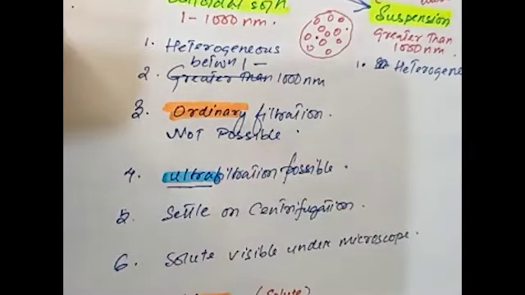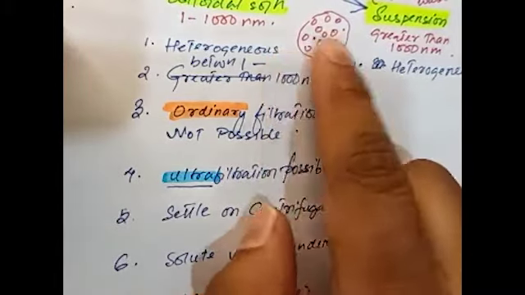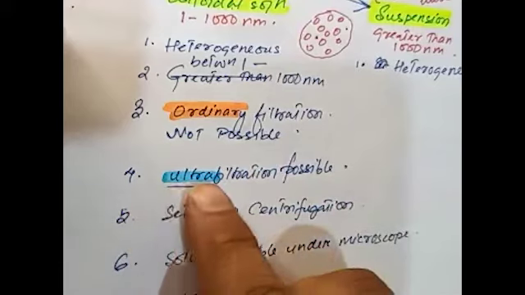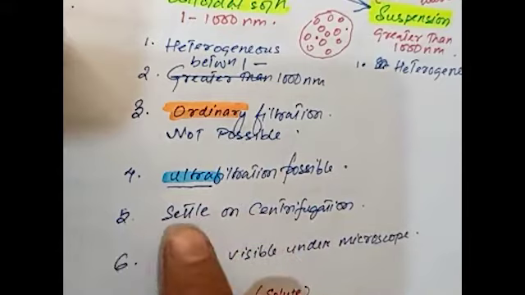In ultrafiltration, what happens? The fat particles can be separated from the water, and the fat particles will be separated. This is a very advanced form of filtration, called ultrafiltration. Okay, next point.